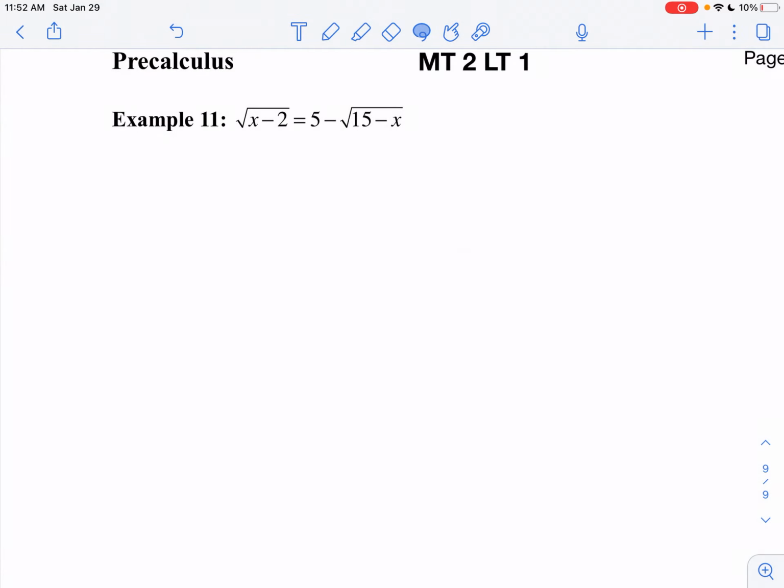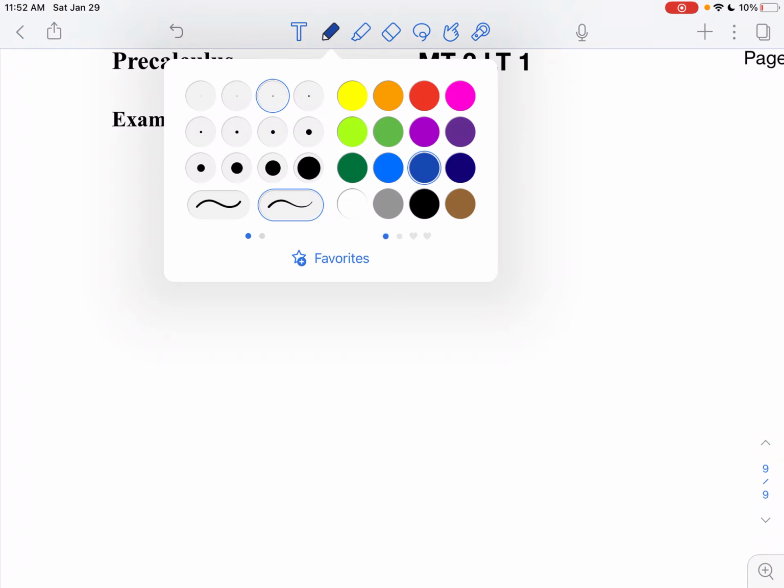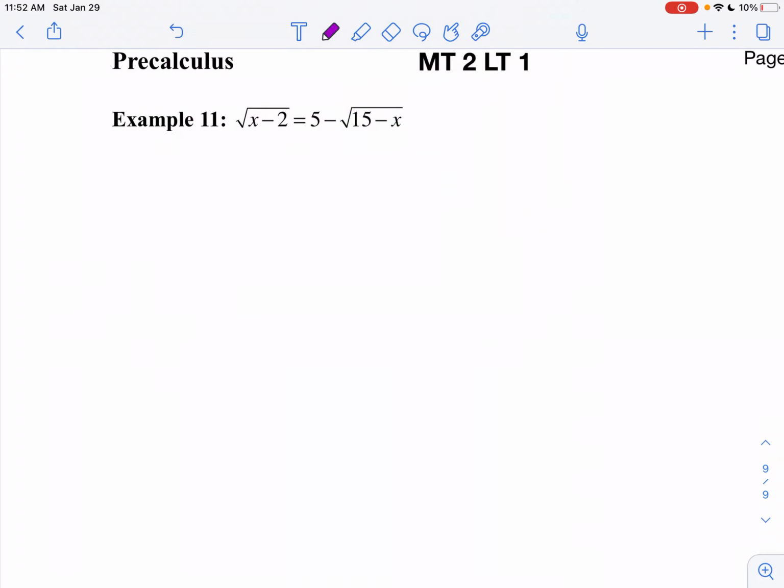Finally, in our last example, what do you do if you have two radicals? Well, you don't do anything different. Let's get one radical isolated, which we have. So what we're going to do is square both sides first.